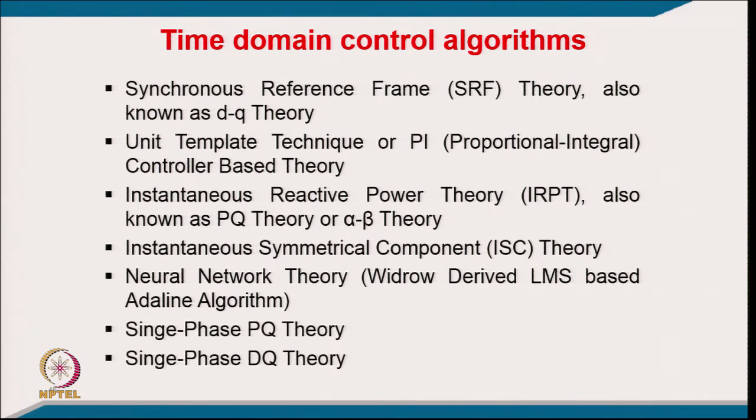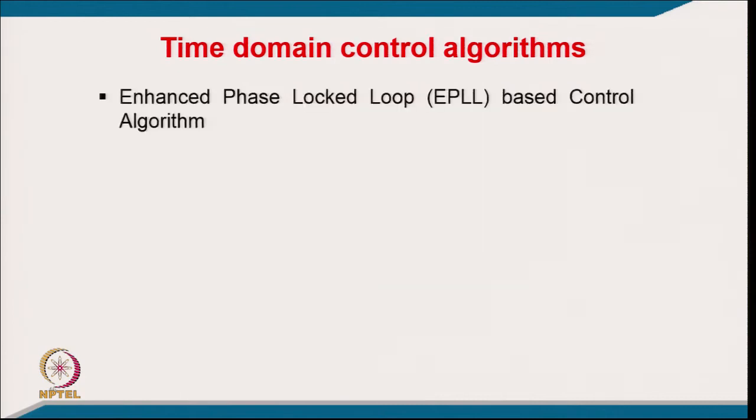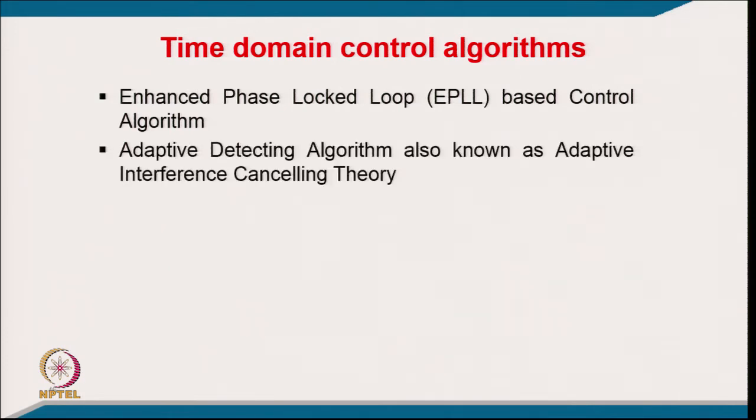PQ theory, single phase DQ theory, then enhanced phase locked loop based control algorithm, then adaptive detection algorithm, also known as adaptive interference cancelling theory, and many more. There are plenty of algorithms available and used typically for the control of UPQC. These are time domain control algorithms.